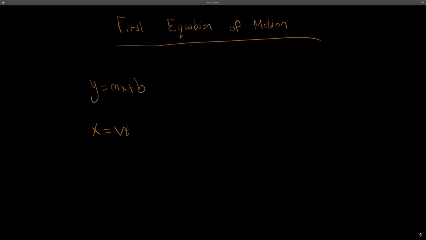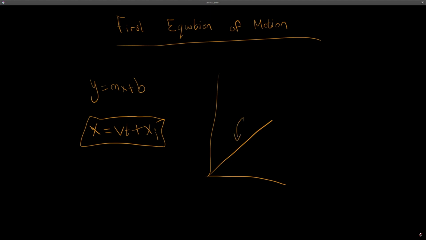So vt. If you already noticed, this is already a formula that we know of, which is x is equal to velocity times time. And then we need to also add the initial position, which is x initial. So this is our first equation of motion. It gives us an equation and a way to represent a position time graph without having to use the graph. It's an equation for this entire graph.